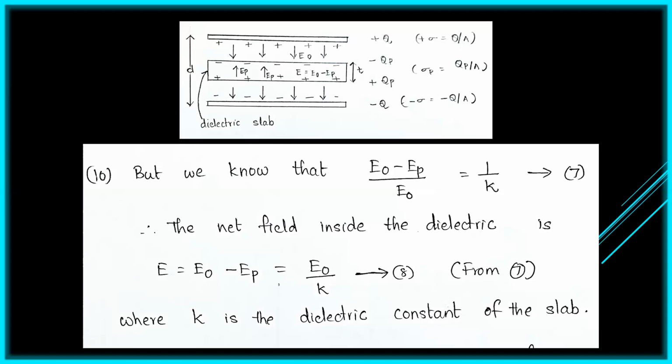The electric field which is developed inside the dielectric may not completely cancel the external electric field, but it will reduce the external electric field. Therefore, the resultant electric field E is equal to E naught minus EP.